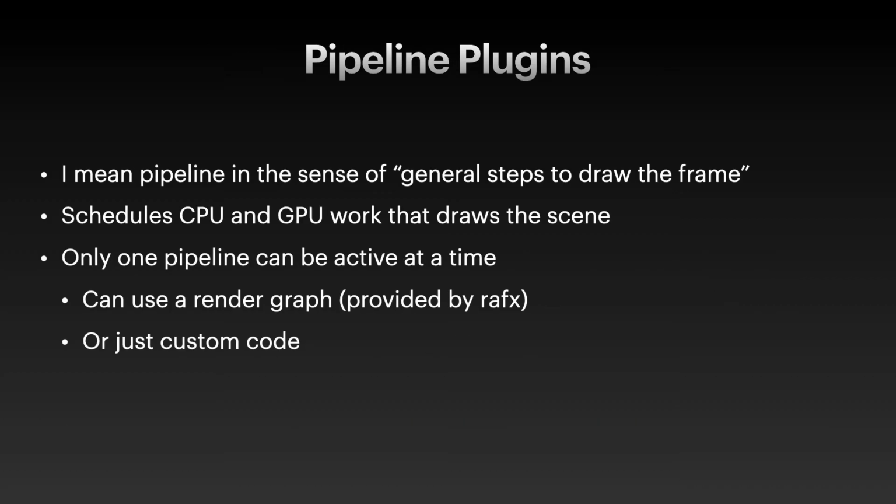Next up are pipeline plugins. And here I mean pipeline in the sense of steps to draw the frame. For example, Unity has 2 pipelines, the lightweight and the high definition pipeline. The role of the plugin is to schedule CPU and GPU work needed to draw the scene. Only one is active at a time. Typically, the plugin will define and execute a render graph, but this isn't required. It could be arbitrary code.